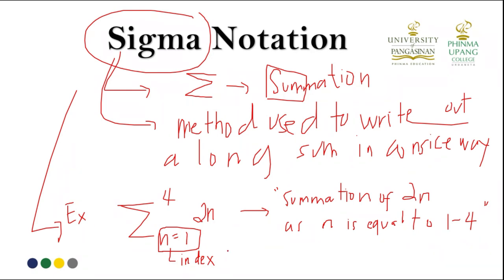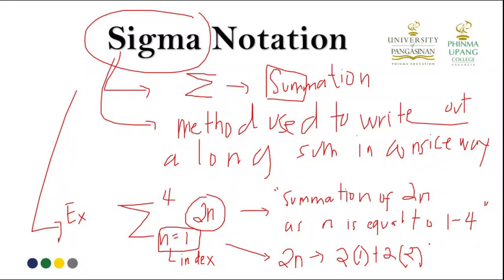To compute this one, simple lang. 2n is our formula. Using 2n, we're just going to compute this using sigma notation, starting from 1 to 4. So 2 times 1, add natin 2 times 2, 2 times 3, then plus 2 times 4. So what is the sum now? 2 times 1, 2 times 2, 2 times 3, 2 times 4. The answer here is?